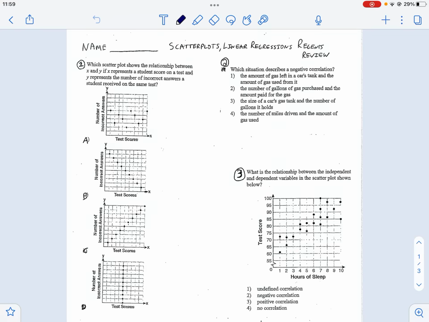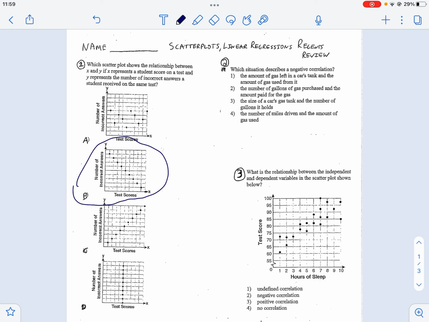This is a review of scatter plots and linear regressions. For question 1, it asks us to find the relationship between test scores and the number of incorrect answers. So in general, as the number of incorrect answers goes up, we should see the test scores going down. That's what's shown in this graph right here.